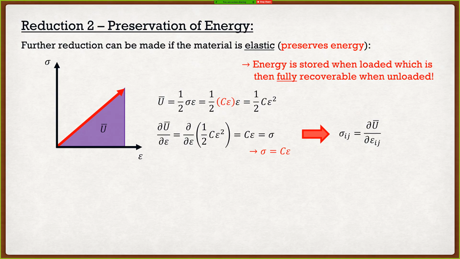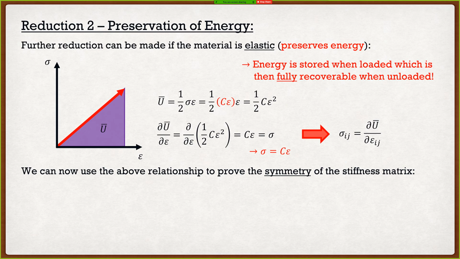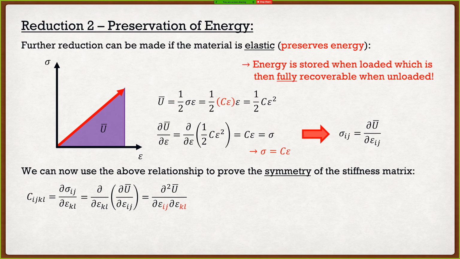All right, and this is going to be the key to proving the symmetry. Because if this is a nice linear relationship, then our constant Cijkl is going to be the partial derivative of sigma ij with respect to epsilon kl. Now we take that sigma ij, which is equal to the partial derivative of the energy with respect to epsilon ij. Therefore, I get this nice equation over here, where Cijkl is equal to the second partial derivative of U with respect to epsilon ij, and then with respect to epsilon kl.